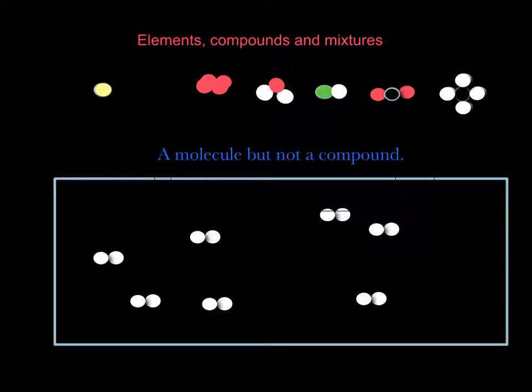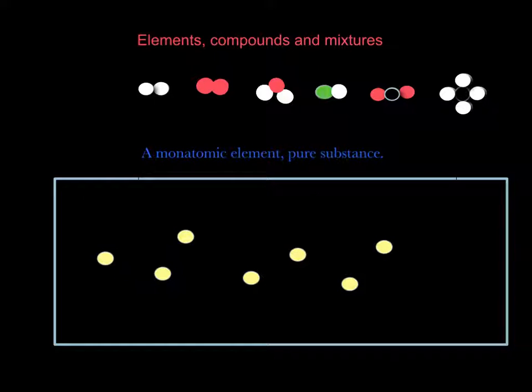This is a molecule and not a compound because in a compound there need to be two or more different, keyword different, atoms and of elements, and these have the same. This is monatomic because it has one atom and it's a pure substance because it is the same element.